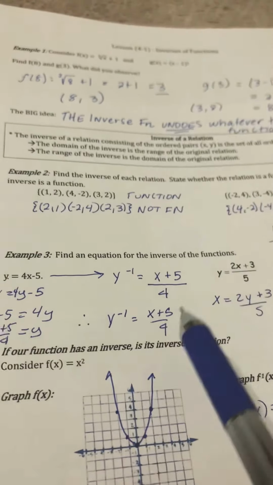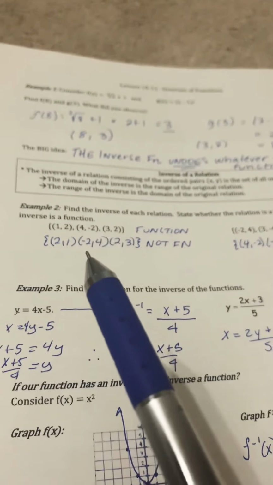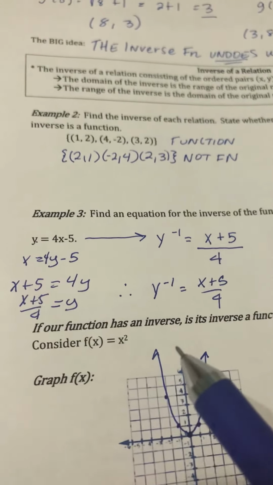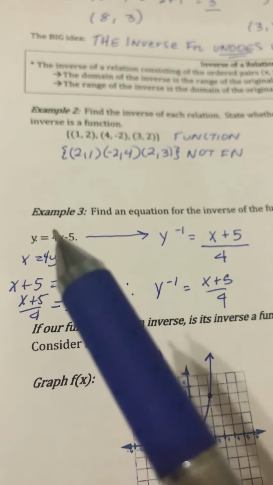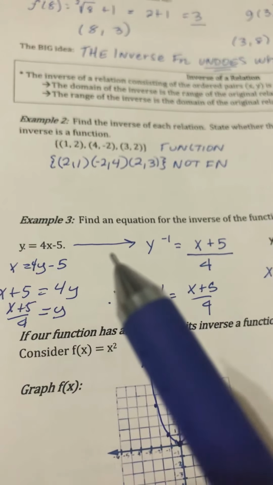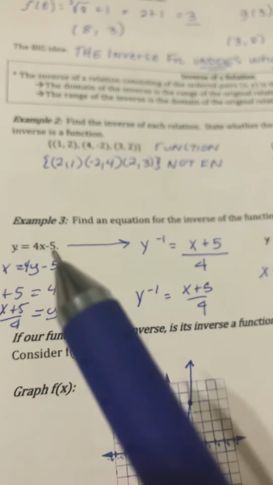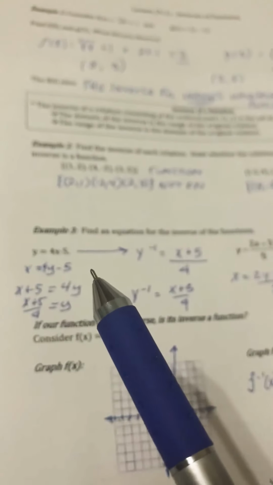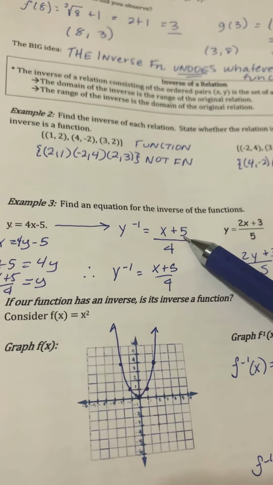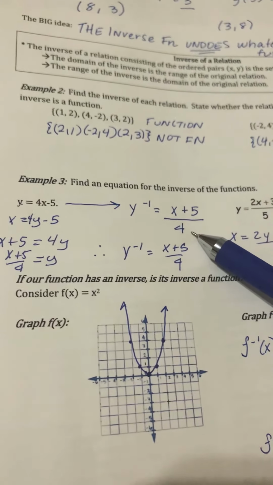Okay. Example 3. It says to find an equation for the inverse of a function. So when you're not given just coordinates or discrete functions, you're given continuous functions that are graphs on a chart. You're saying, I take x, I multiply it by 4, and I subtract 5. How could I undo that? Well, you could think logically about it and say, the last action I had was subtracting 5. So the first action I'll have is to add 5. So add 5 to both sides, and then the first action was multiplying by 4, so divide by 4. That's just thinking about it, and that's totally fine.